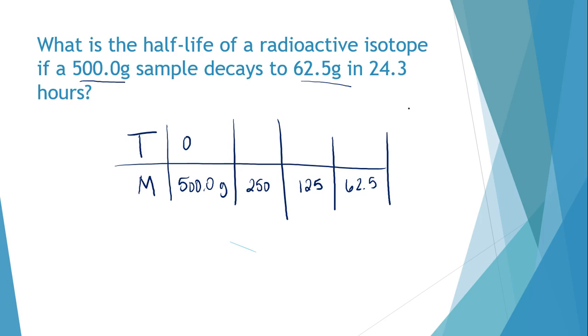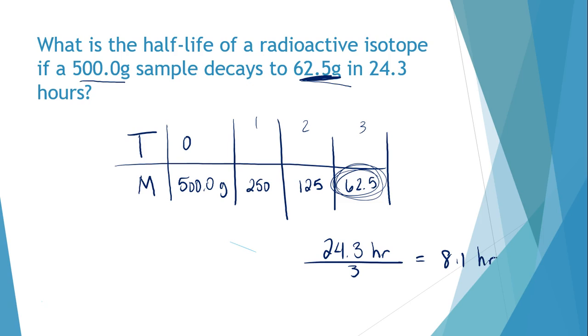Look, I drew it right the first time. So here's what we have. It took me 3 half-lives. 1, 2, it took me 3 divisions to get to 62.5, which is what it asked me. And I know that I did those 3 half-lives in a span of 24.3 hours. So we're just going to divide that by the 3 half-lives that it took. So 24.3 divided by 3 is 8.1. So each of these segments was 8.1 hours. So there's our answer. The half-life of this thing is 8.1 hours.